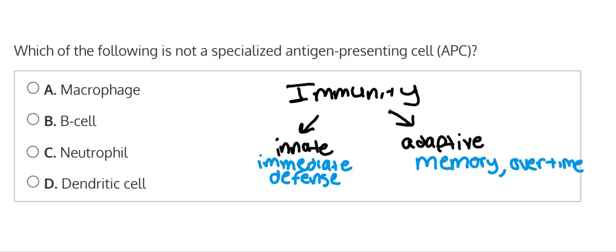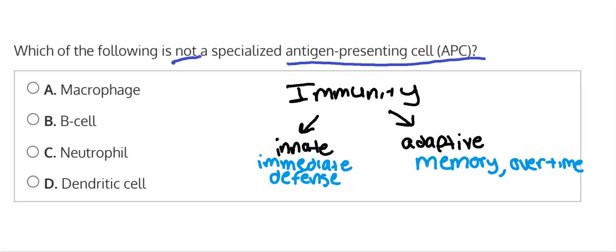Which of the following is not a specialized antigen presenting cell? So we want to identify the three which are antigen presenting cells, or APCs, so we can then know which one is our correct answer and not included in this process. So what are the antigen presenting cells?